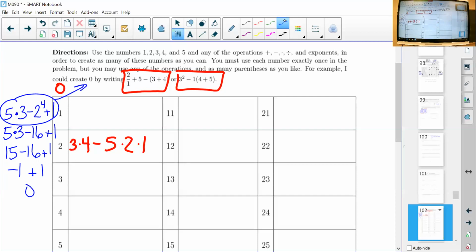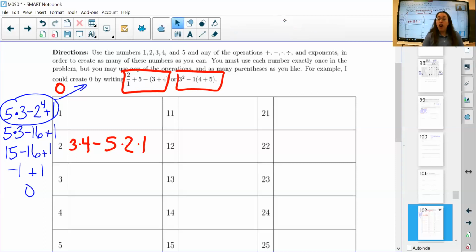If I rearrange it a little bit, maybe I'll get 11. Maybe I'll get 23. You can just play around with this and practice your skills of figuring out which things to multiply first to get as many of these as you can. And all of these can be done in probably multiple ways, but all of these, there's at least one way to do them.